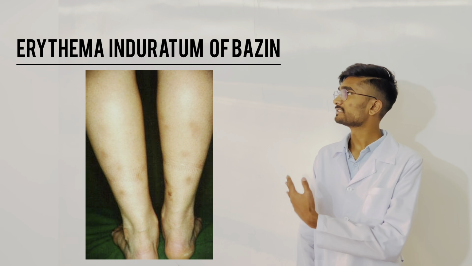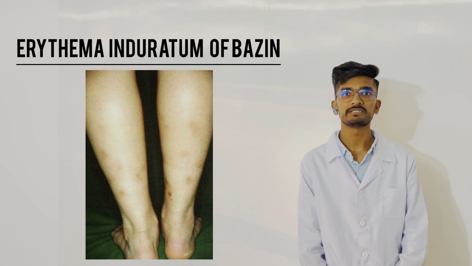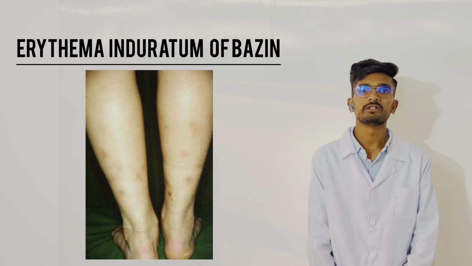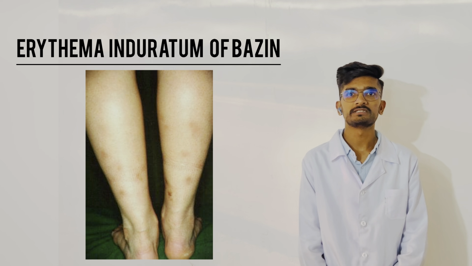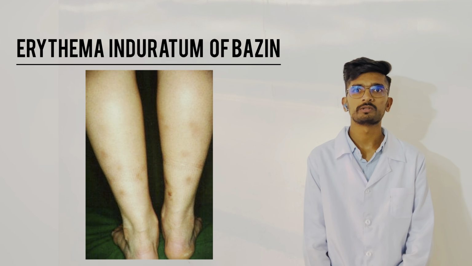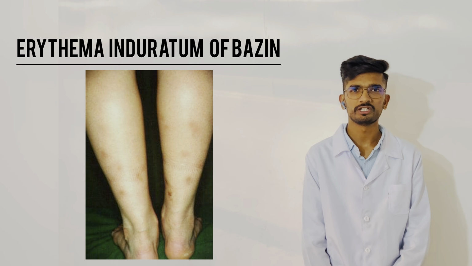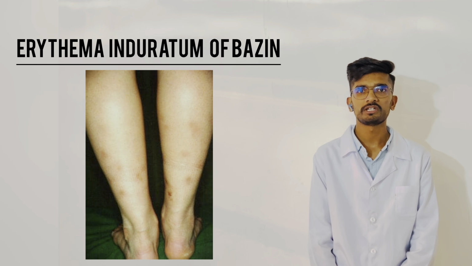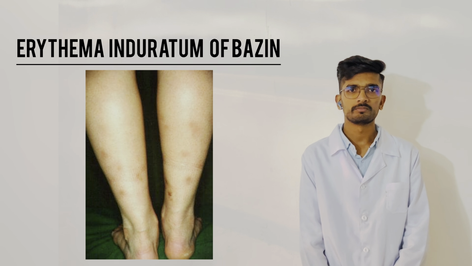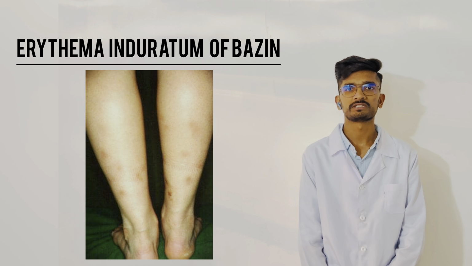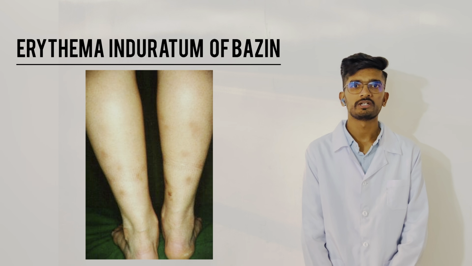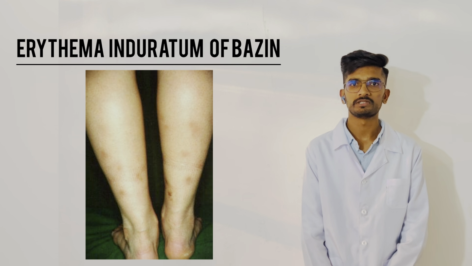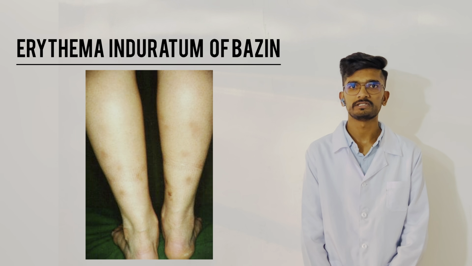As we can see in this last picture, the third type is erythema induratum of Bazin. It is a nodular tuberculid present in middle-aged females, on the posterior calf. The nodular lesions heal with scars. On biopsy, lobular panniculitis with vasculitis is seen.